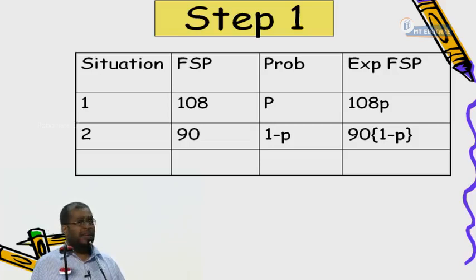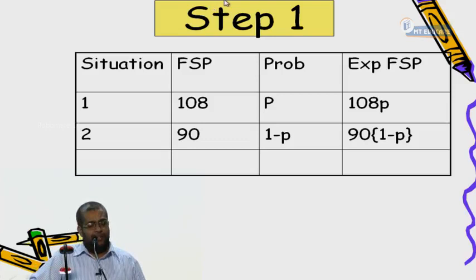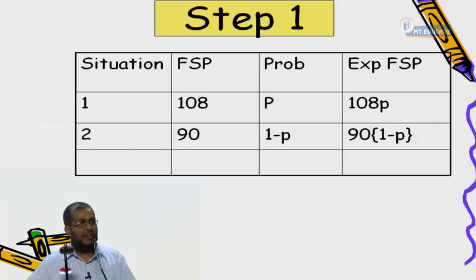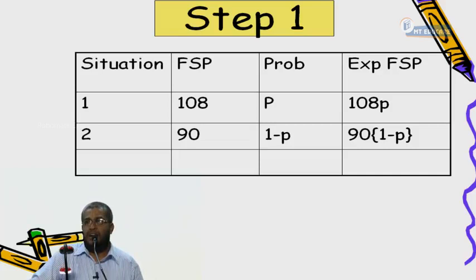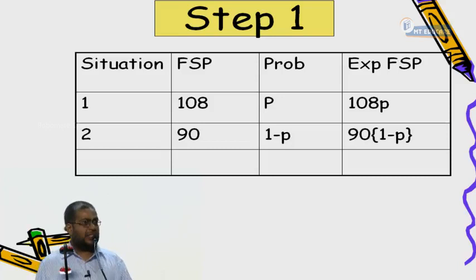Next, point number 4. In a risk neutral world, the investors will not ask for a premium for the risk. That is, they ignore risk.